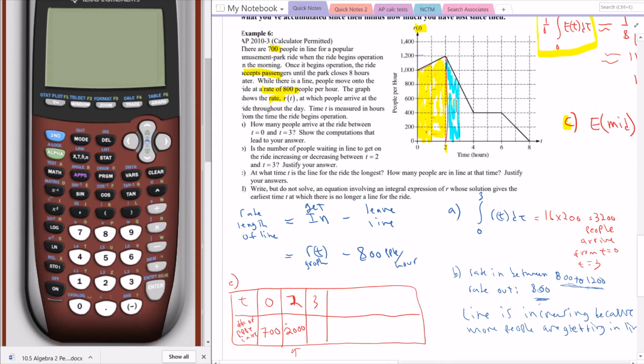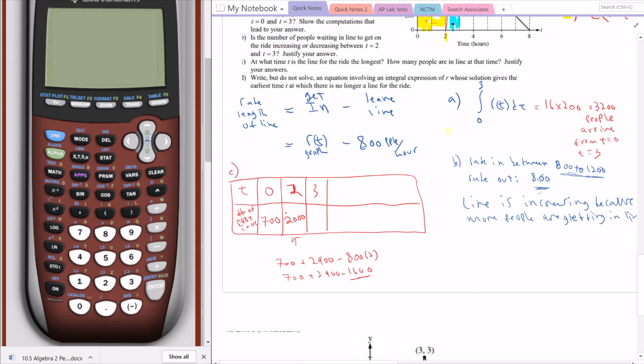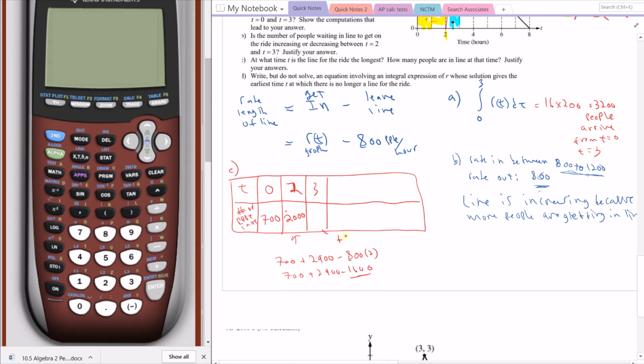And then at 3, we're adding all these people, which is another 1, 2, 3, 4, 5 times 2, another 1,000 people. So to get here, we're adding 1,000 people, but we're subtracting 800 people in that 1 hour, right? So we add another 200, so it should be 2,200, right? And then we could keep going.